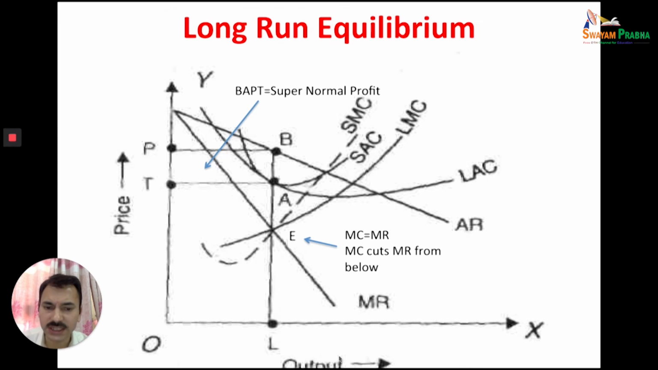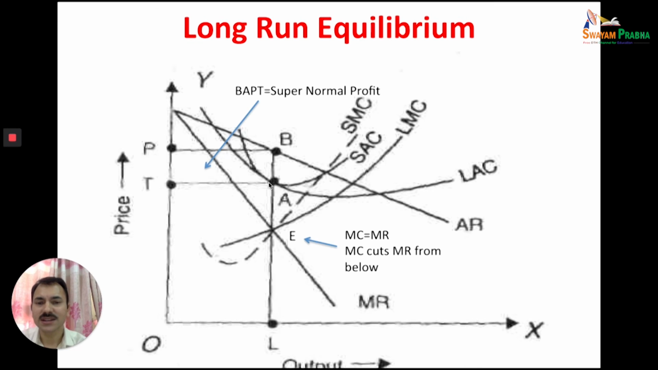Here in this diagram, on the x-axis we have output, on the y-axis we have price, and OL is the quantity, OP is the price. We are discussing the supernormal profit. Supernormal profit will be when long run average cost is less than average revenue. So see, the equilibrium condition is this: E is the equilibrium where MC is equal to MR, and MC cuts MR from below. This is the equilibrium point. Here both the long run and short run marginal cost curves intersect the marginal revenue from below.